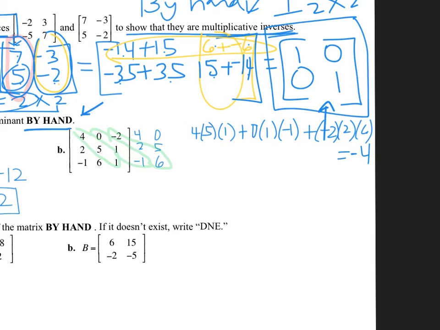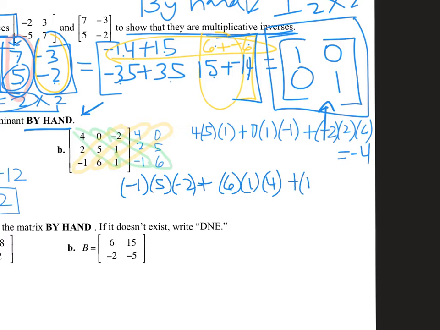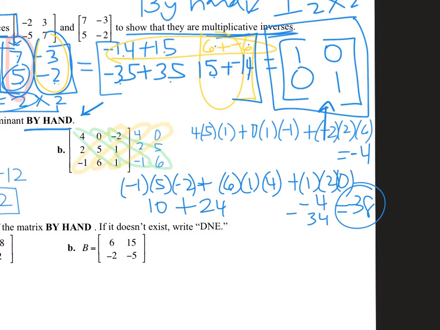Now I need to go the other direction. So here we have -1 times 5 times -2, plus the middle one, 6 times 1 times 4, plus 1 times 2 times 0. There's my friend 0 again. So this is 10 plus 24 is 34, so I get negative 4 minus 34, which gives me negative 38.